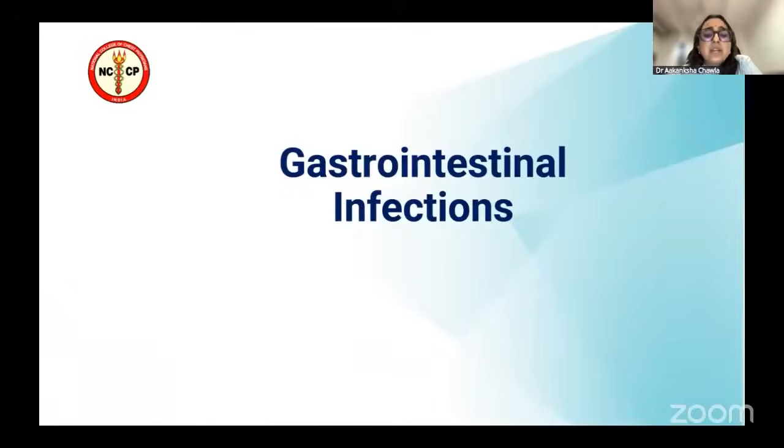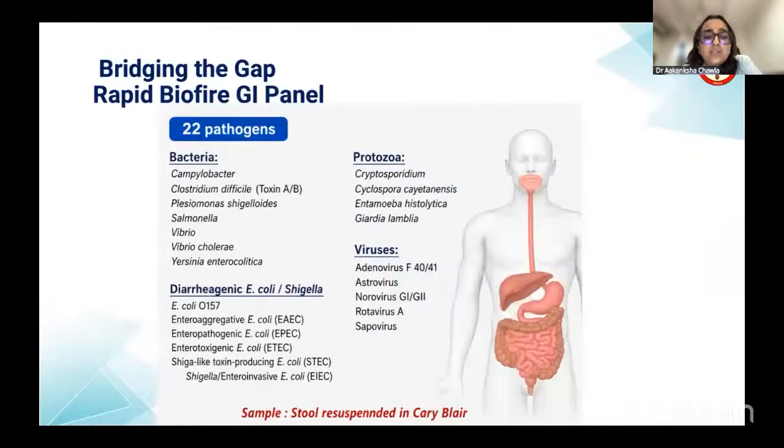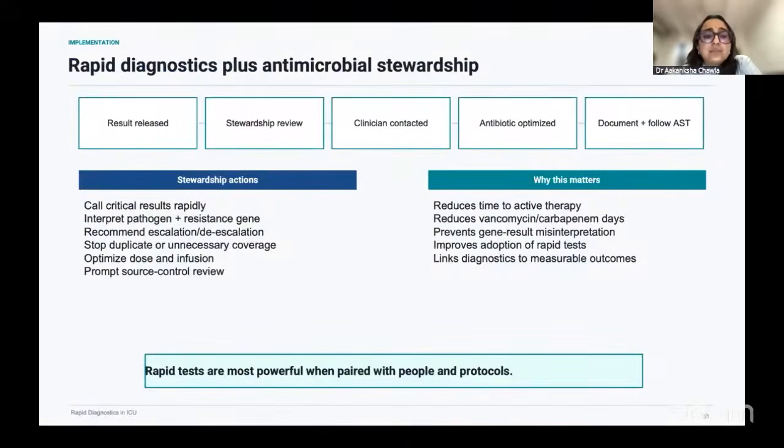Similarly, we have the gastrointestinal panel, which has 22 pathogens. If you have a patient with Vibrio cholerae, what is important is to isolate the patient and handle the patient, as well as all the secretions and samples of the patient, properly, and timely treatment can really improve the outcome. So these panels do help, but they should always be correlated clinically. Rapid tests are more powerful when they are paired with people and protocols.